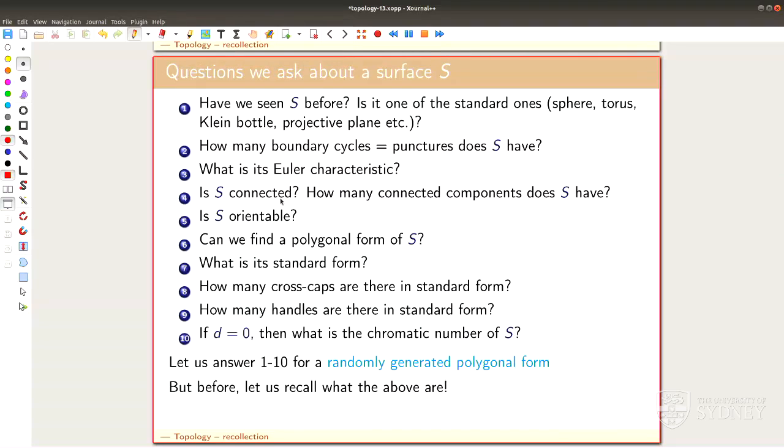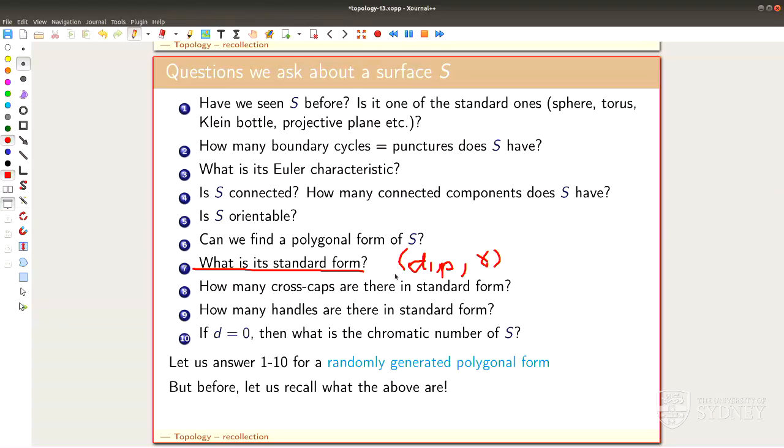It's essentially the same type of questions we ask. Have we seen it before? There are the standard ones, which we'll see on my next slide. Can we count boundary cycles? Can we count its Euler characteristic? Can we check it's connected? Can we check it's orientable? What are polygon forms? What is the standard form? Always look for the standard form. Right? So this is kind of the DPT guy, and it's very useful. As soon as you have those 3 numbers, you have identified the surface completely. And then you can answer all of these other questions.